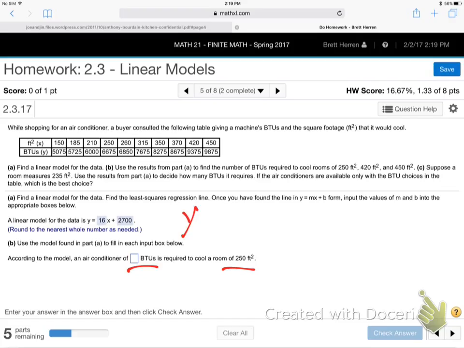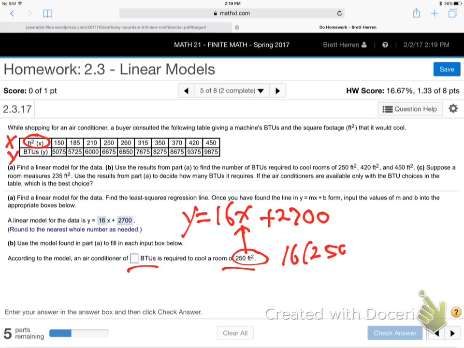Remember, once you find the equation in step 1, for all these linear, MX plus B problems, part 1 is always to find the equation, and then the rest of them will use it. So they're telling me 250. Is that x or is that y? How do you know? Look up at your original table. It's always x first, then y. What was x? Square feet. This is square feet, so this is x. So plug in x: 16 times 250 plus 2700. So always look up at your table. The first is x, the second is y. So what is it? Somebody got a number there? 6,700. Thank you.